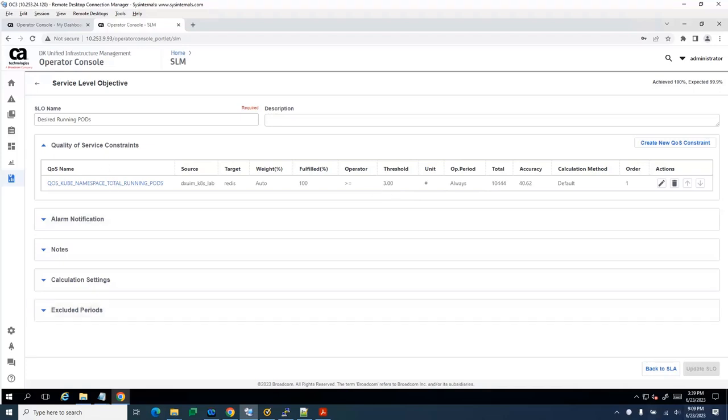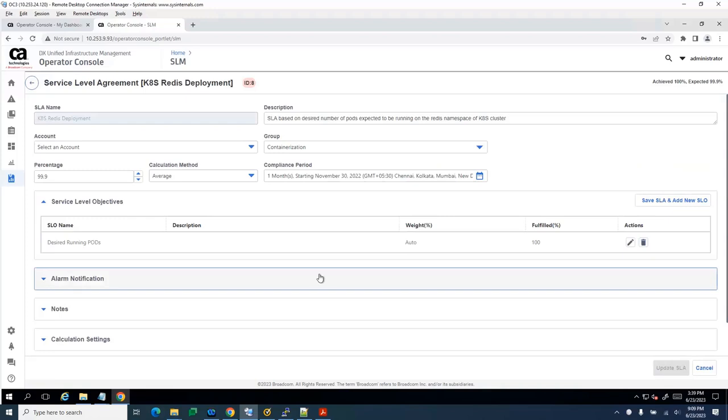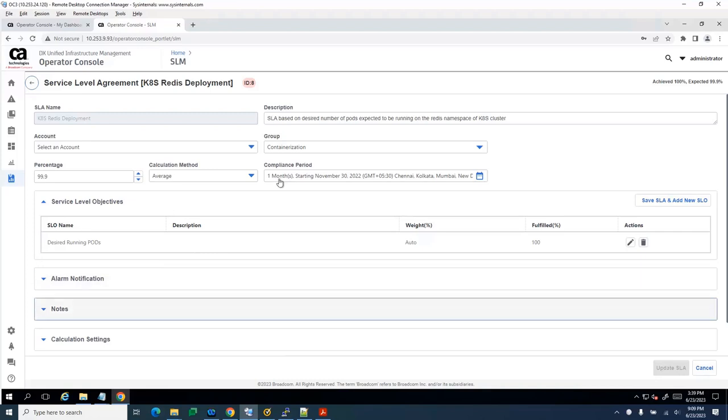So in this example, there is only one SLO under the SLA, but we can have multiple SLOs in a given SLA. While desired running pods could be one criteria, there could be another criteria like number of restarts or any other metric that is relevant to say that my Redis deployment on a given Kubernetes cluster is running as expected. So this is one way of creating the SLAs.